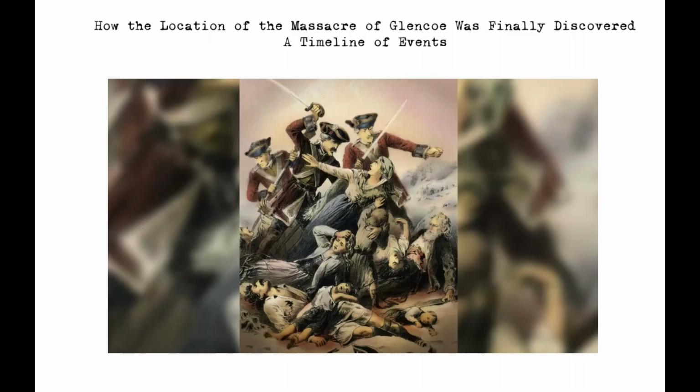The Massacre of Glencoe is a tragic event in Scottish history, which took place in 1692. The exact location of this massacre was not known for many years, but thanks to the dedication and perseverance of historians, the location was finally discovered. Here is a timeline of the key milestones in the process of discovering the location of the massacre.